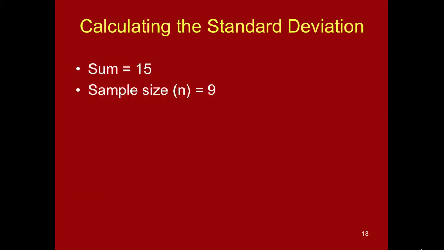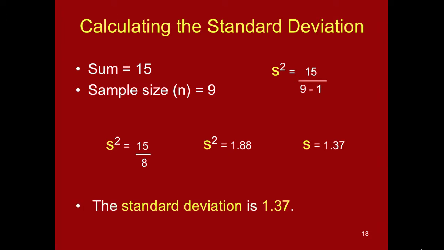So now that we have our sum of 15, we need to divide it by the total number of scores minus 1. In this case, our sample size is 9, so we will calculate 9 minus 1. This gives us an equation that says the standard deviation squared is equal to 15 divided by 8. Once we divide 15 by 8 and get the quotient of 1.88, we just need to find the square root of both sides in order to find the standard deviation. We end up with a standard deviation of 1.37. This means that the average distance each observed score is from the mean of distribution is 1.37.